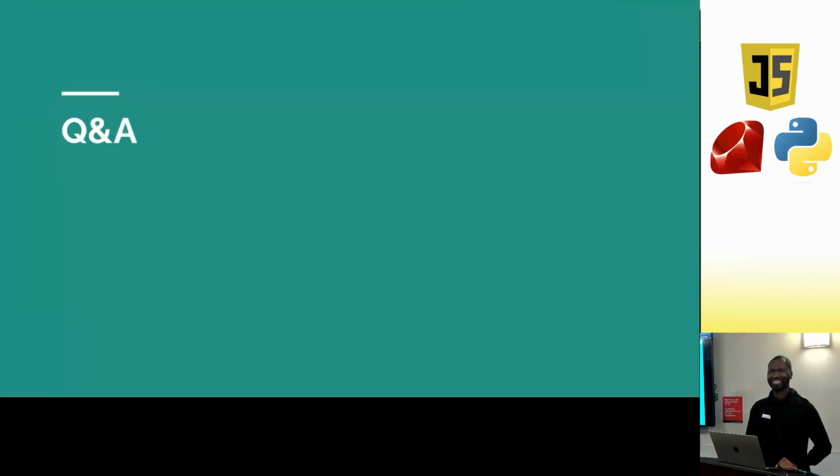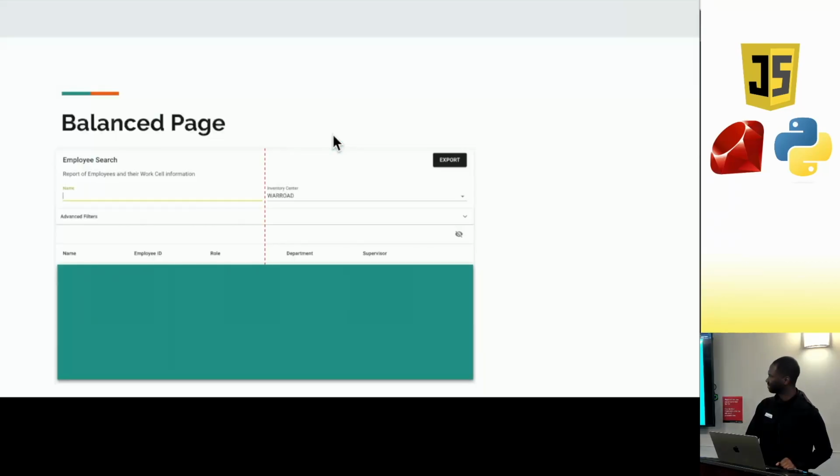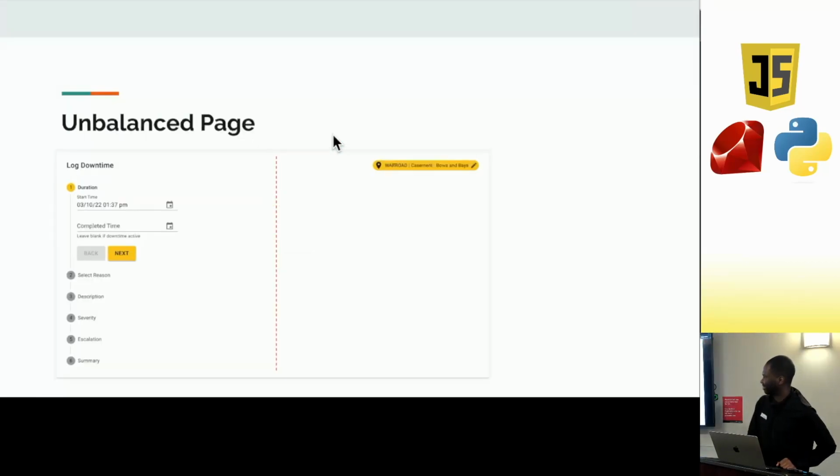In the balanced versus unbalanced page section, I believe the balanced page looked a bit more crowded, maybe more overwhelming. Instead of making both sides of the screen more information dense, you can make it into one column and center it so it doesn't look unbalanced but also not overwhelming. Yep, that's a very good point.